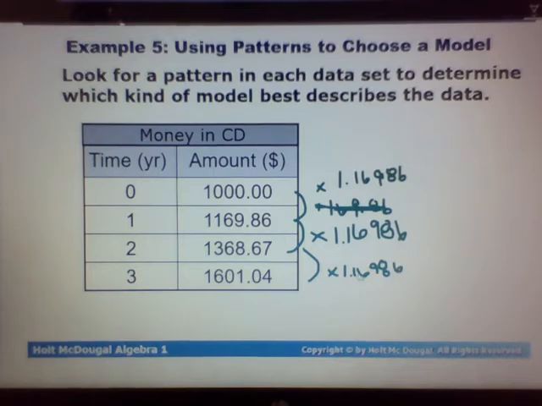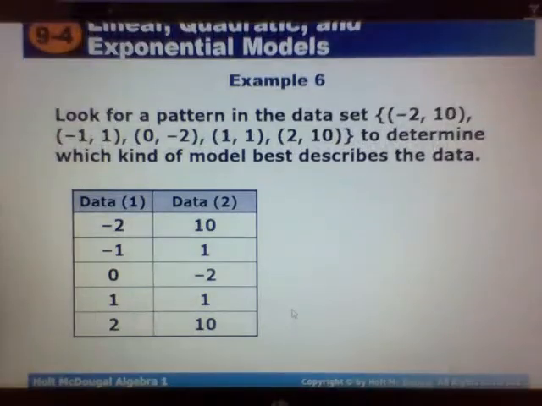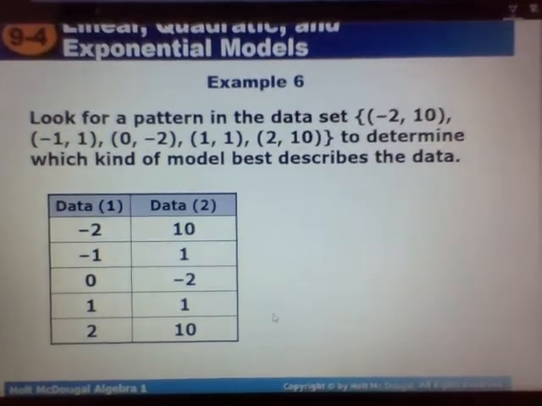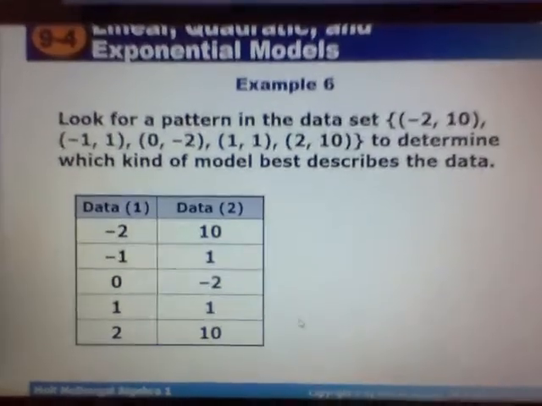And so because we have what we call a constant ratio, we now know that this is exponential. Man, I look like I'm writing with my wrong hand or something. Exponential. All right. So moving on to the next one as I plug in my computer.